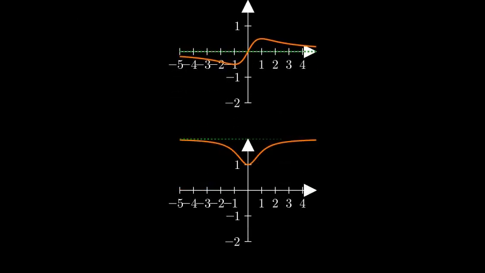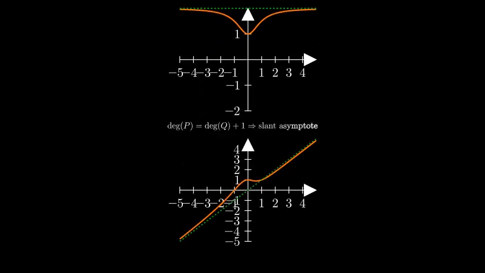If the degree of p equals the degree of q, the horizontal asymptote is at y equals the ratio of the leading coefficients. If the degree of p is 1 more than the degree of q, there's a slant asymptote found by polynomial long division.